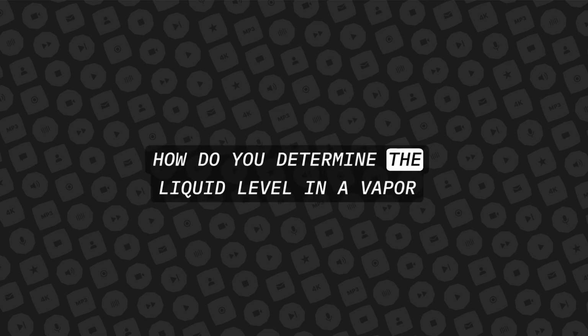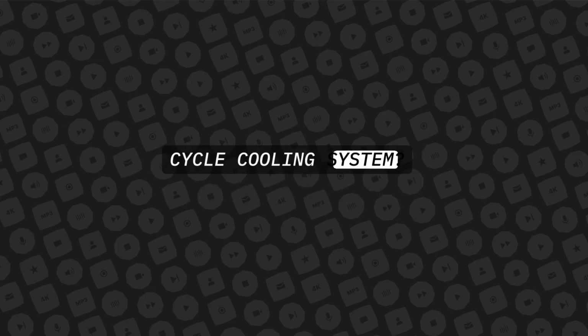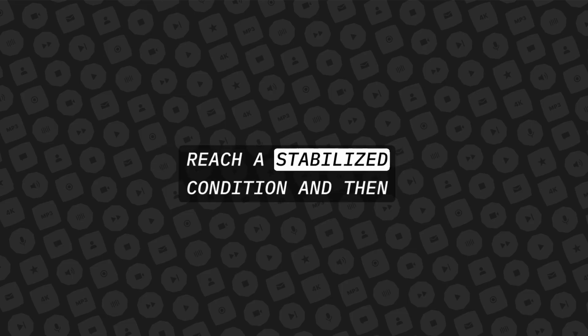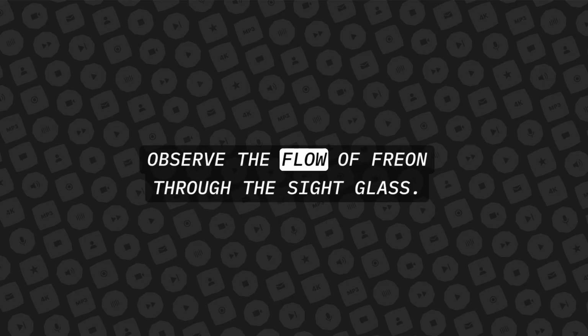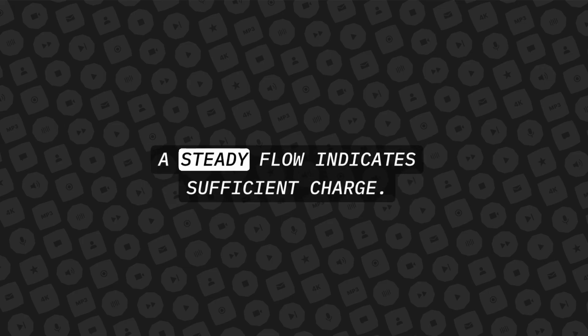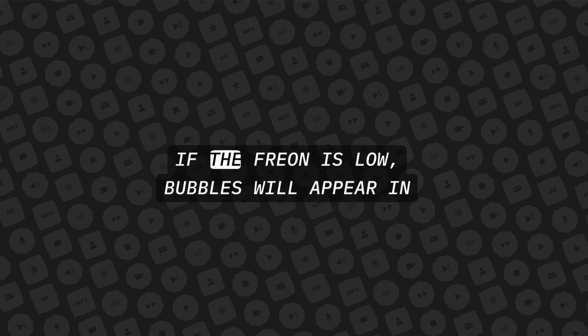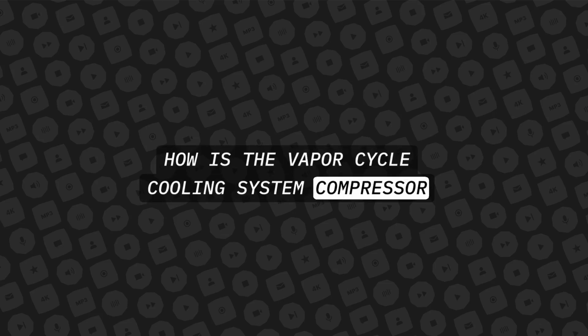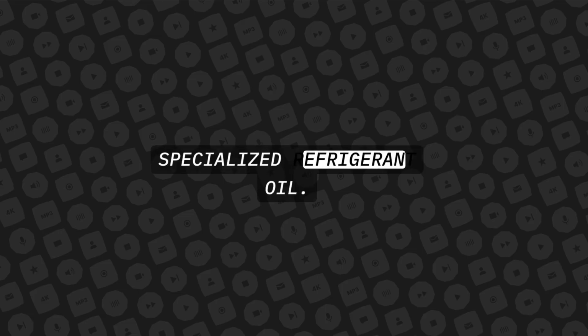How do you determine the liquid level in a vapor cycle cooling system? Operate the system for about 5 minutes to reach a stabilized condition, and then observe the flow of freon through the sight glass. A steady flow indicates sufficient charge. If the freon is low, bubbles will appear in the sight glass. How is the vapor cycle cooling system compressor lubricated? Specialized refrigerant oil.